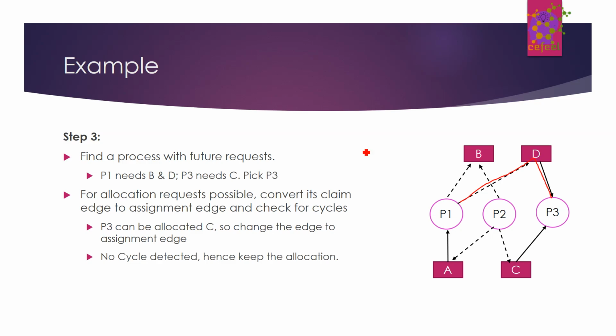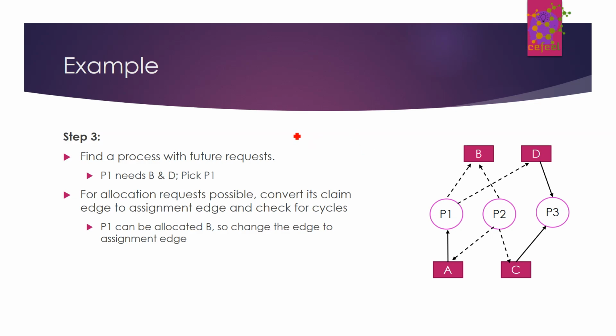So we'll go to step 3 and then go to the next process and see if we can allocate its need. So P1 needs B and D. Next process is P1, which is the only one left. It needs B and D. So let's go and allocate. So first notice we cannot allocate D because D is allocated to P3. So the only edge which we have is P1D, P1B, and B is also not allocated to anyone.